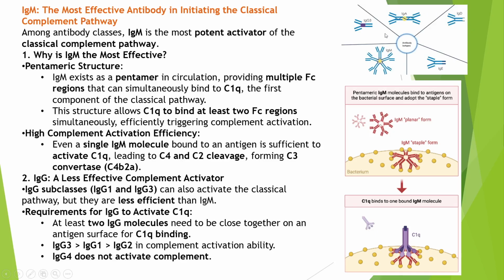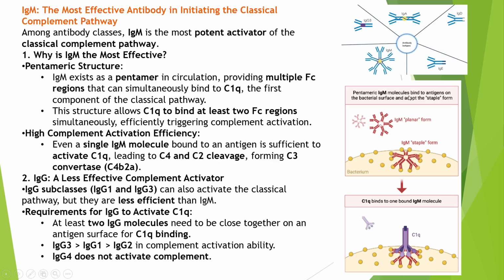So here we can see the structures of different classes of antibodies. We have IgA, IgG, then IgD, we have IgE and a pentamer of IgM. This pentamer is connected with a J chain. So you can see this provides multiple Fc regions so that it can bind to C1q of the classical pathway. So then high complement activation occurs, so the efficiency increases. Even a single IgM molecule bound to an antigen is sufficient to activate C1q, leading to C4 and C2 cleavage, forming C3 convertase.